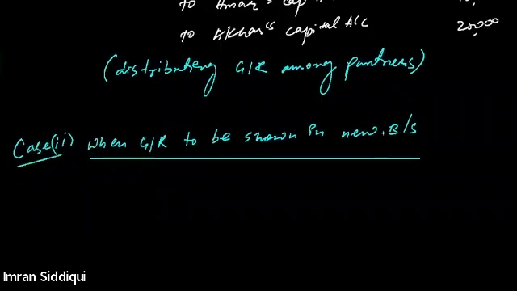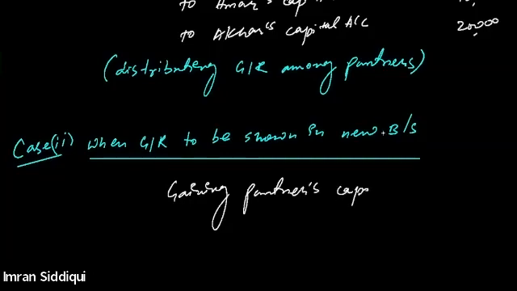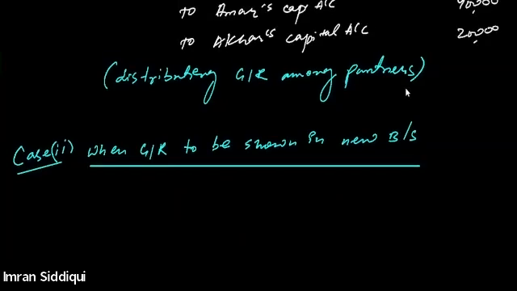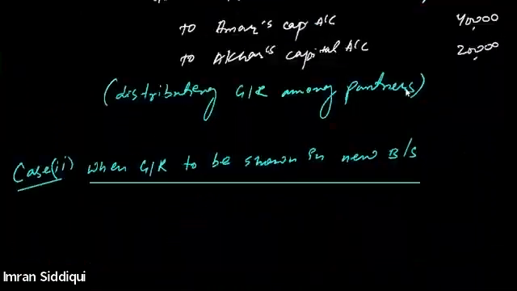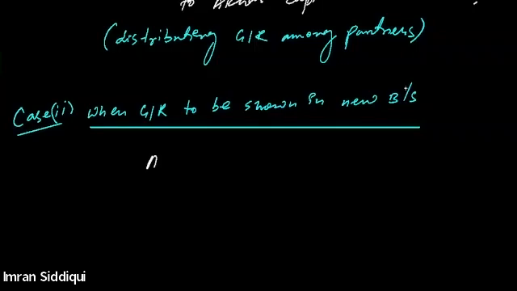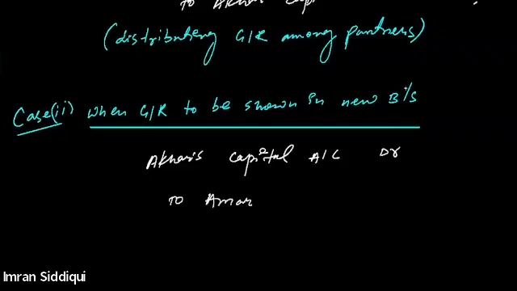And the adjustment entry is: gaining partner's capital account debit to sacrificing partner. So here in our example, who is the gaining partner? Gaining partner is Akhar and sacrificing is Amar. So I'll write down Akhar's capital account will be debited to Amar's capital account.